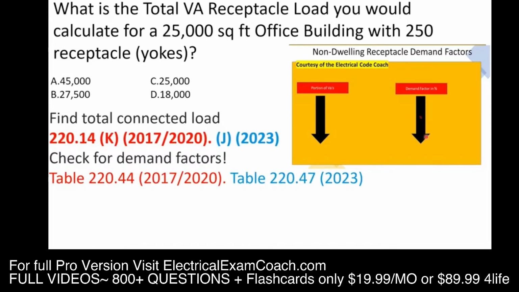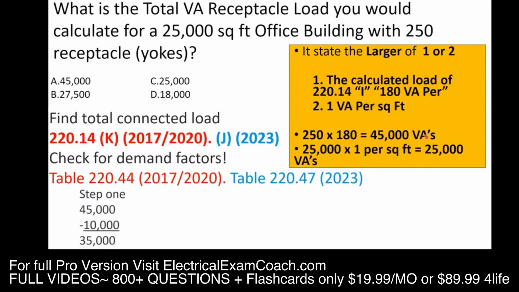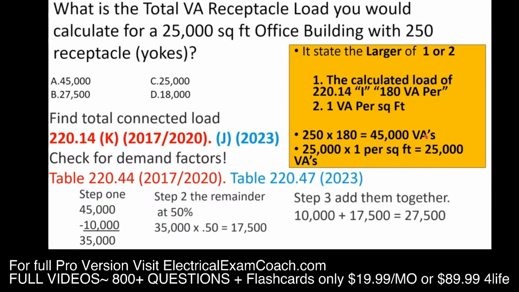Let me break it down one step at a time. What this table tells us to do is to take our first 10,000 VAs at 100%. Then we take that remainder and multiply it by 0.50, and then we can't forget to add the two back together. We take the 10,000 that we set to the side, we take the new reduced load, we add them together, and we get 27.5, and we select B. Great job.